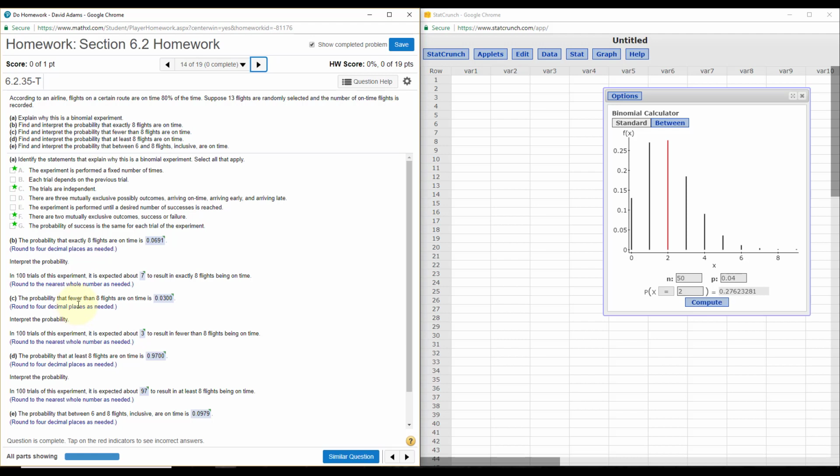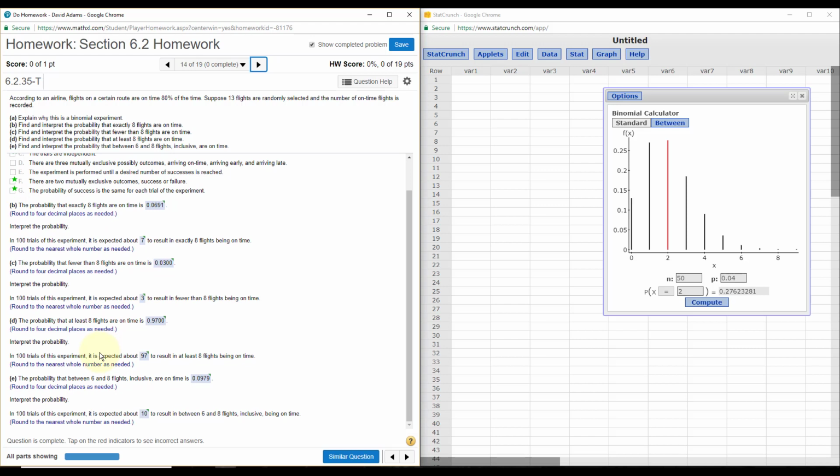Fewer than 8, that's a less than. Interpret this probability. Find the probability at least 8 flights are on time. At least means greater than or equal. Interpret the probability. Now, do you see where it says between 6 and 8 exclusive? That's going to be between over here on the calculator.